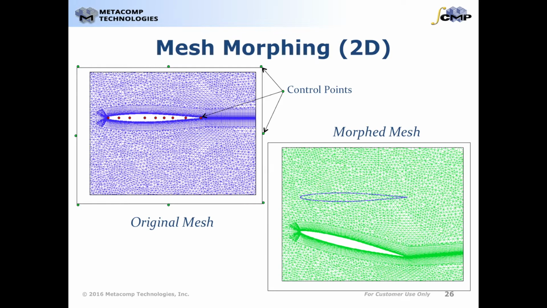Let us now look at some examples showing the morphing process. Here's a two-dimensional example of morphing involving an airfoil. The outer boundaries of the grid are anchored, while the airfoil boundaries are prescribed a motion. As you can see, MetaFSI effectively morphs the mesh while preserving its overall structure.